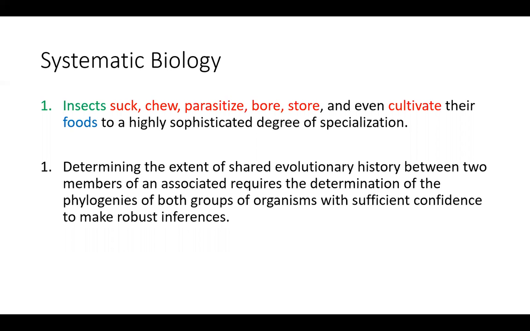So the second example was in the same volume of the journal. And if you look, it says determining the extent of shared evolutionary history between two members of an associated requires the determination of the phylogenes of both groups of organisms with sufficient confidence to make robust inferences. So if you're having a difficult time finding the subject and the verb and the object in this statement, you are not alone. So I'm going to break this down with you a little bit.